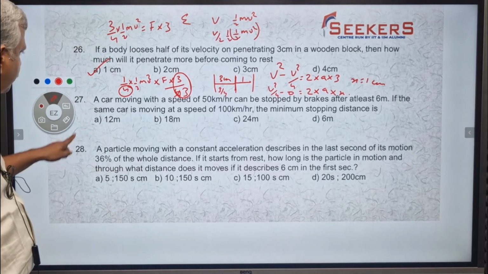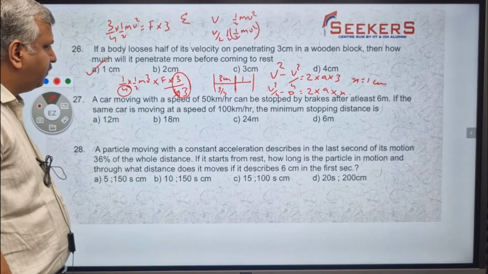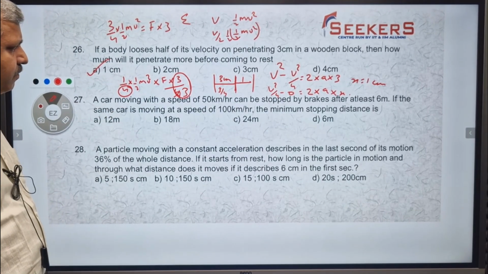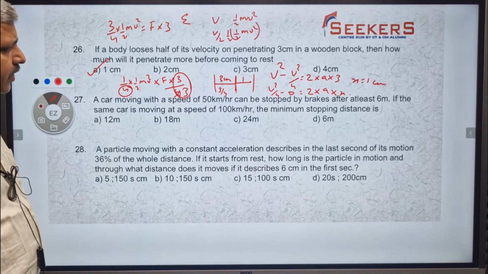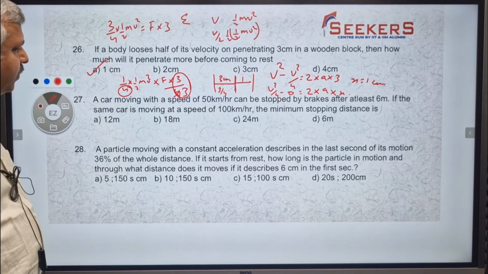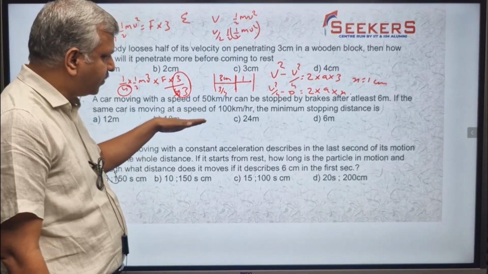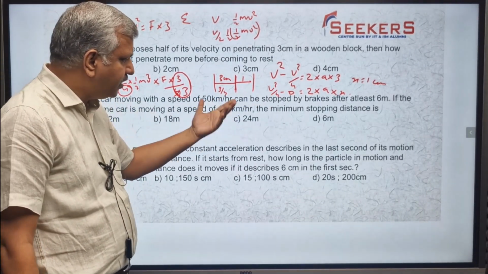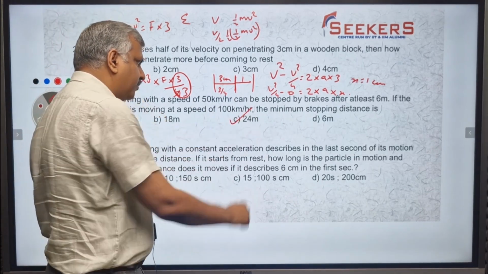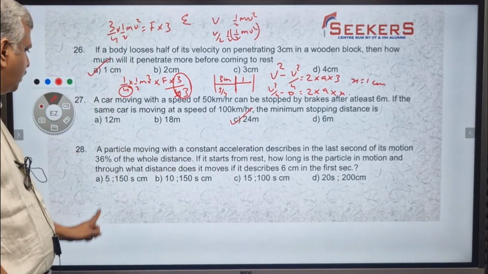Okay. A car moving with a speed of 50 kilometers per hour can be stopped by brakes after at least 6 meters. If the same car is moving with the speed of 100, we already worked it out. Now the energy is becoming 4 times. If the energy is becoming 4 times, the distance will also become 4 times. So 24 is the answer.